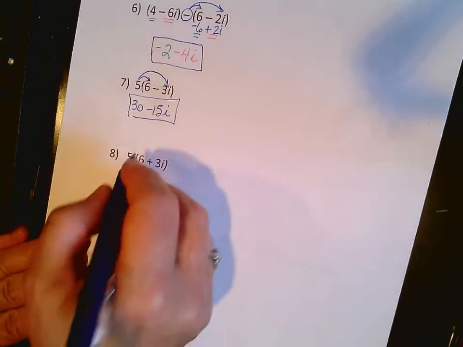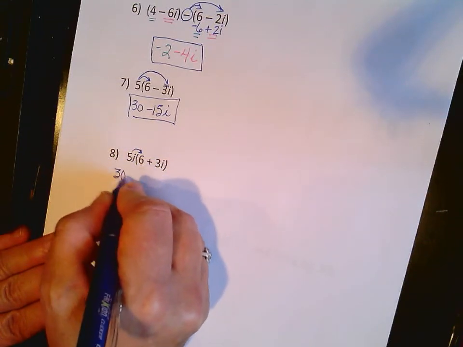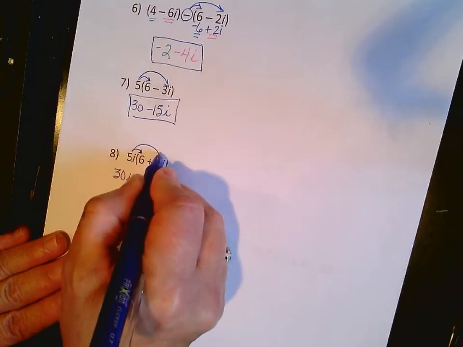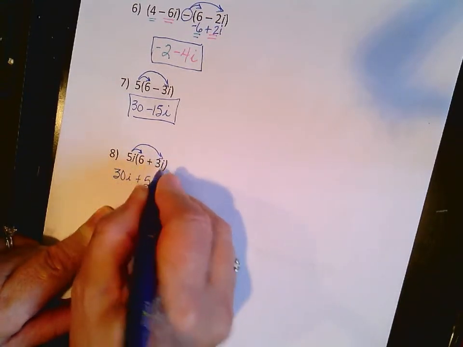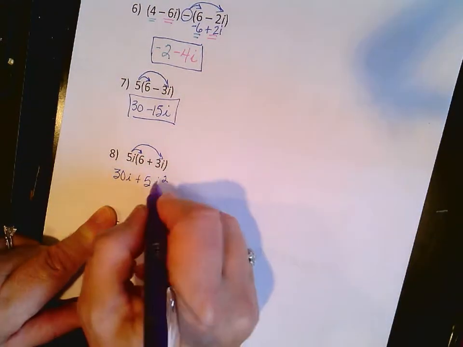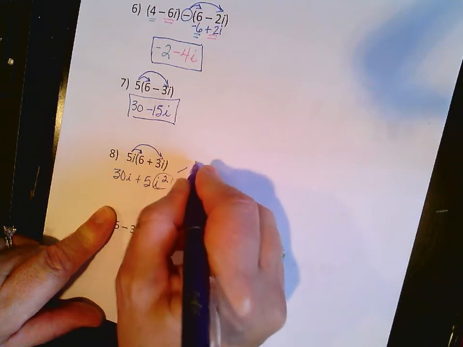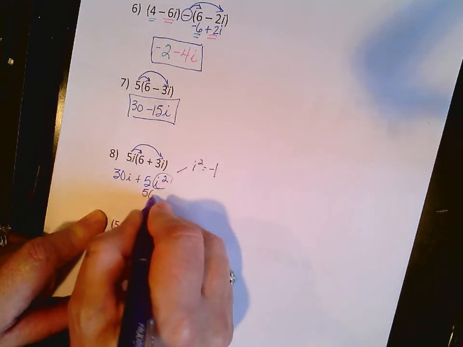And what we need to remember, we're still going to distribute, so I'm going to do that part first. 5i times 6 is 30i. 5i times 3i, multiply the constants. 5 times 3 is 15. i times i is i squared. And here's the thing, i squared always equals negative 1. So this is like 5 times negative 1.